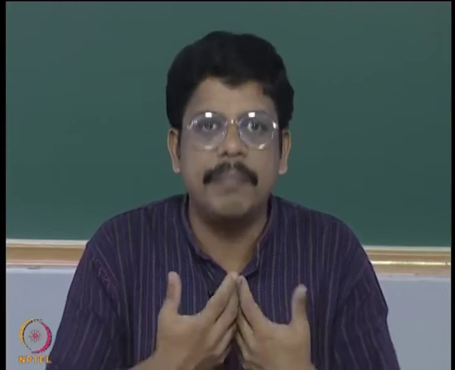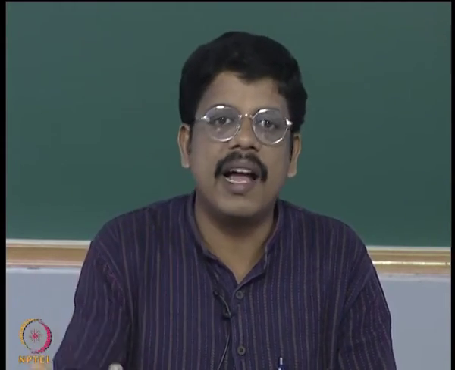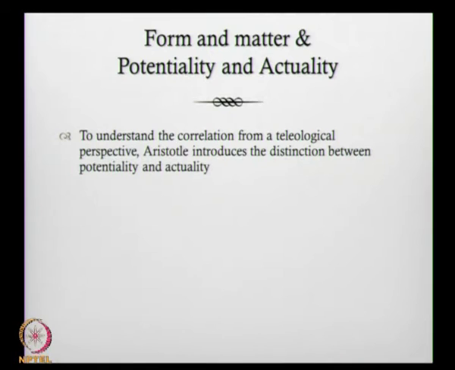The process of evolution actually moves towards a direction in order to realize a purpose, to actualize its potentialities. So, here to understand the correlation from a teleological perspective, Aristotle introduces the distinction between potentiality and actuality. What is it? Bare matter is potentiality of form. So, again, the dynamic interrelationship between matter and form is problematized. What he says is that bare matter is potentiality of form.